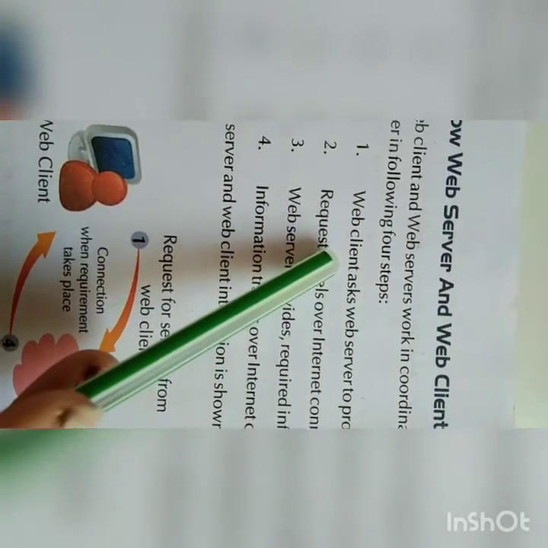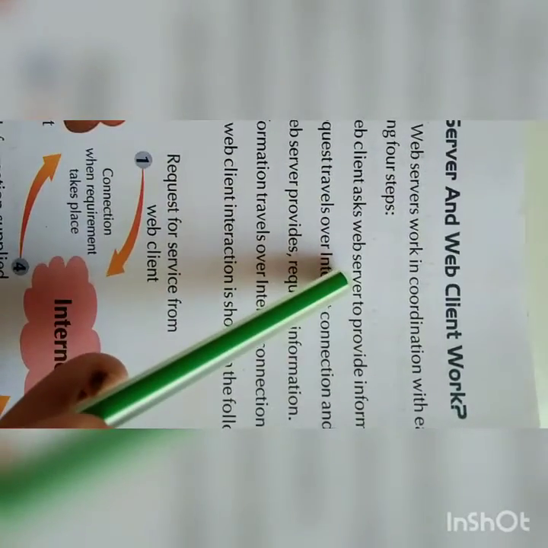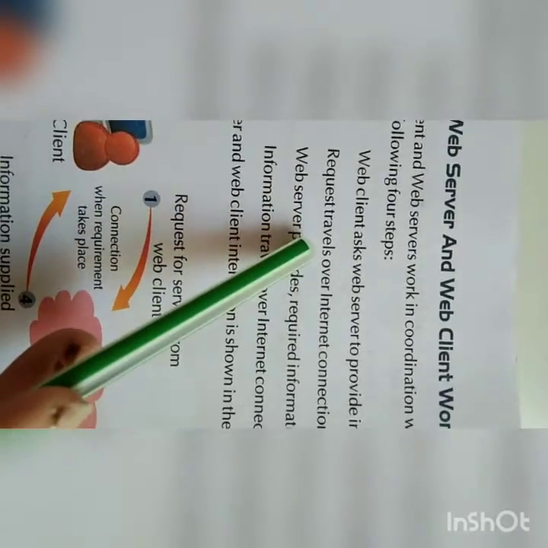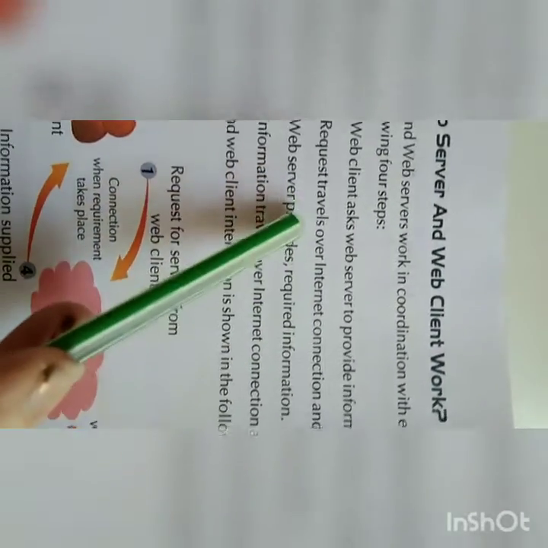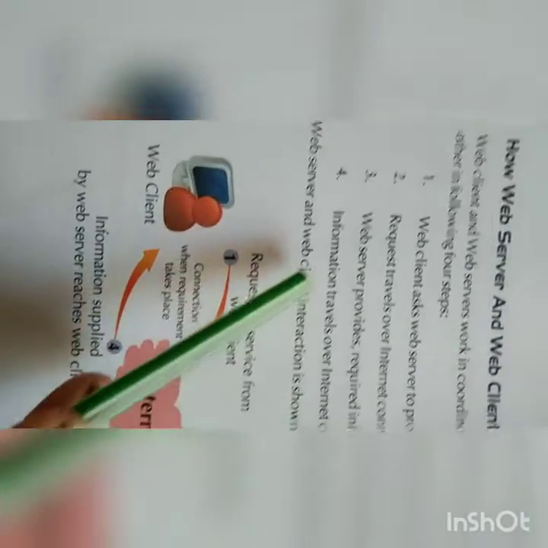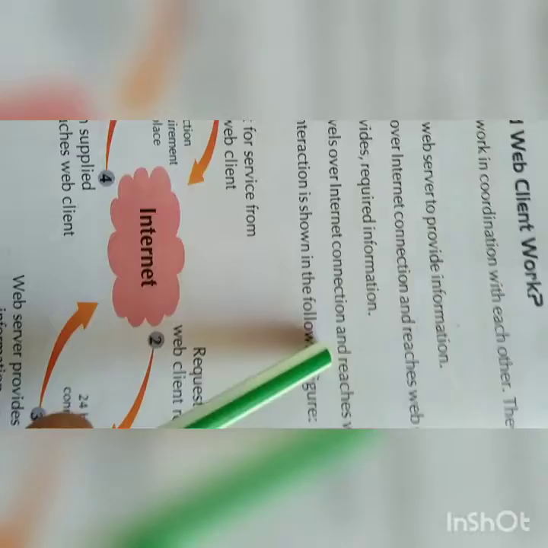The web client, meaning you, asks the web server, the main computer, to provide information, for example by searching. That is one type of example I am giving. The request travels over the internet connection and reaches the web server. One type of search you are asking for reaches the web server, and you get information. The web server provides the required information, and you receive it. The information travels over the internet connection and reaches the web client, that is, you.